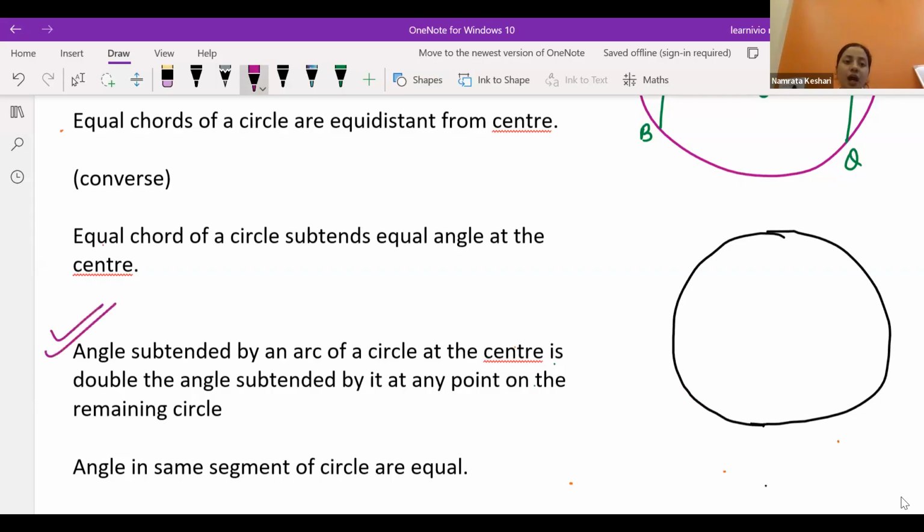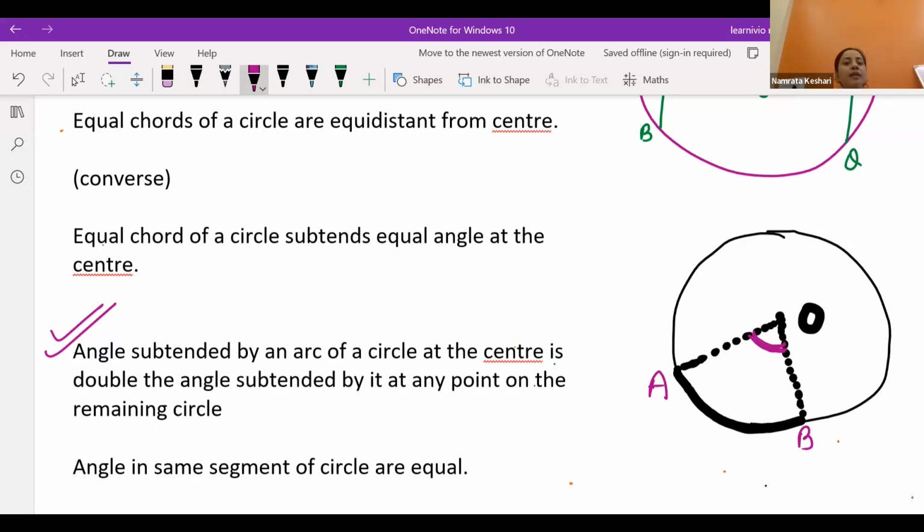Angle subtended by arc of a circle. Now again the same question, how does an arc create an angle? Suppose this is an arc, and this arc is creating an angle at the center. Just like this. Here we can see the arc AB is creating an angle at the center.